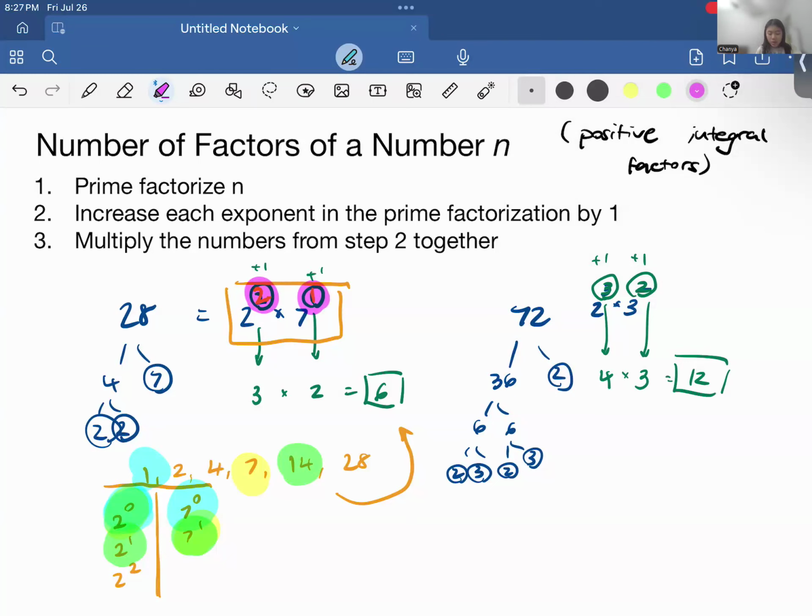So how many numbers are here? This is just 3 numbers. How many numbers are here? This is 2 numbers. So notice that 3 is 2 plus 1, and 2 is 1 plus 1. This is why it works, and this logic can be used for any number n, and this is why this method works for any number n.